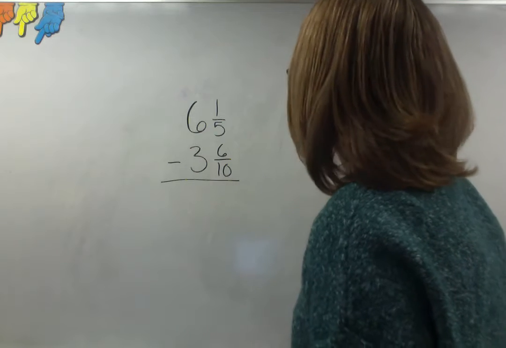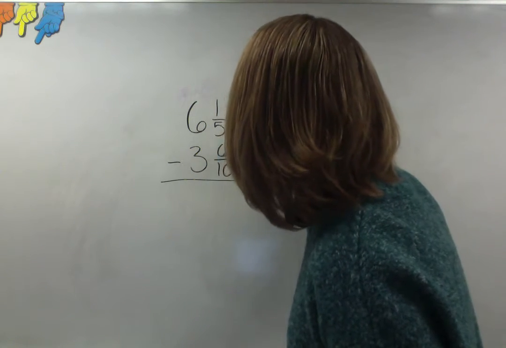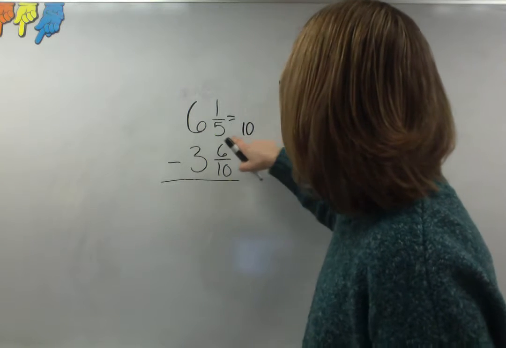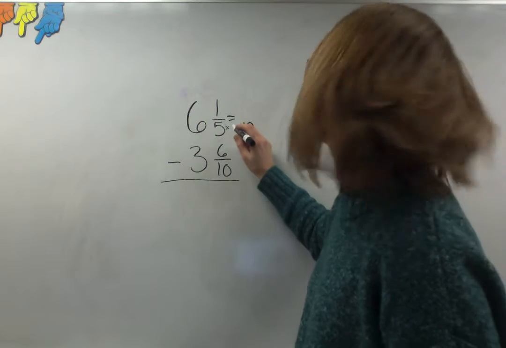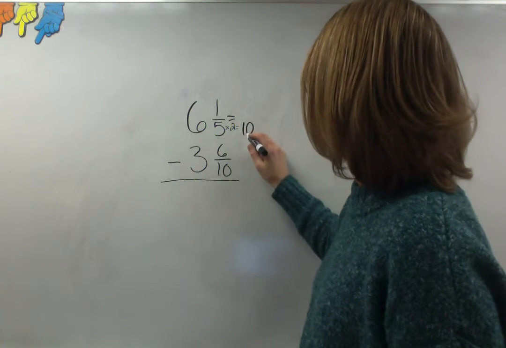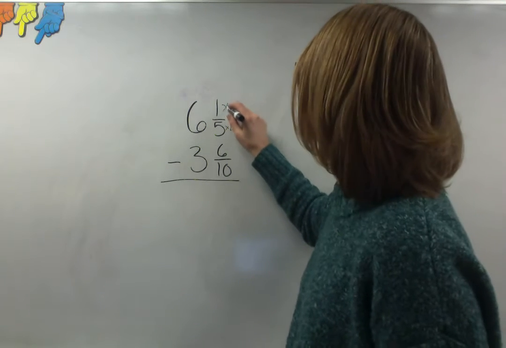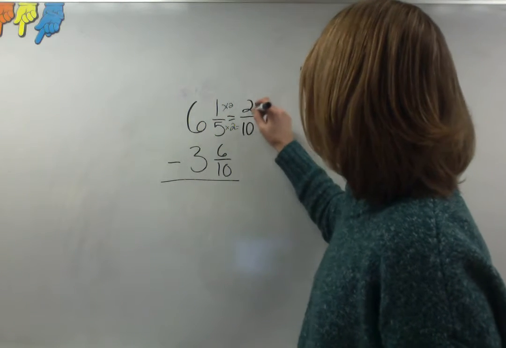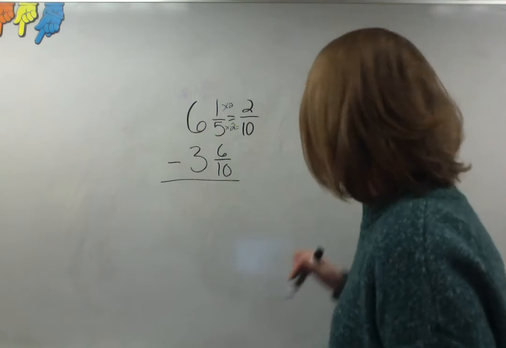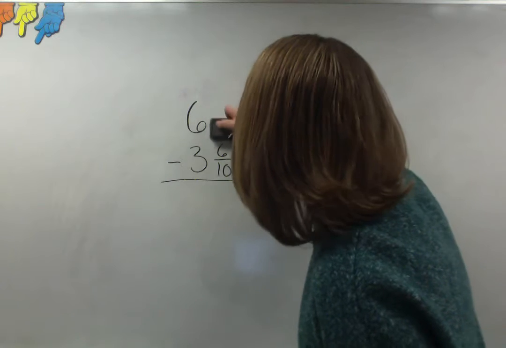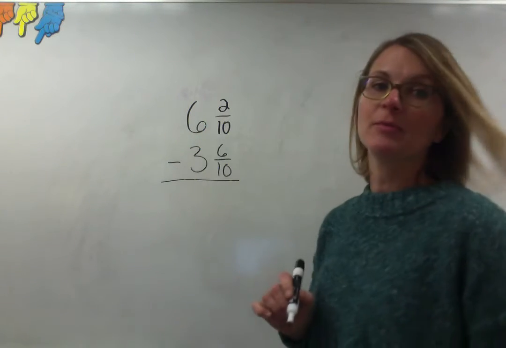All right? So that means that this one's going to stay, and this top one is going to get changed to tenths. Okay? So I have to ask myself, 5 times what equals 10? 5 times 2 equals 10, and if I multiply the bottom by 2, I have to also multiply the top by 2. So 1/5 is going to become 2 tenths. So it's going to be 6 and 2 tenths now, minus 3 and 6 tenths. Just because I have a whiteboard and it's easy for me, I'm going to erase the old number and put the new number in.